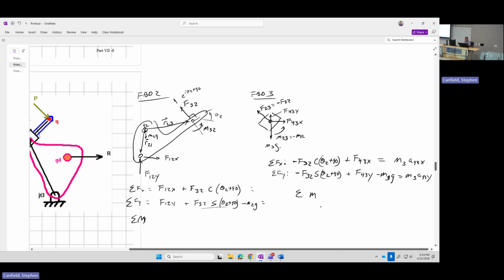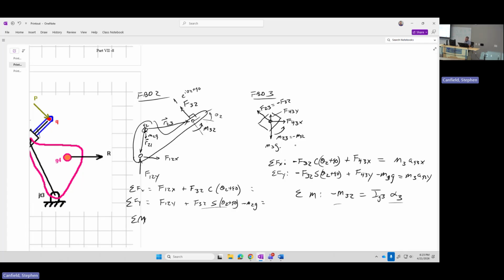And in this case, everything's passing through the middle, so I'll actually write the moments. The moment is M23. Well, no, we chose to use the 3,2. So negative M32 equals I about G3 alpha 3. Okay. If I assume that the mass moment of inertia of this guy is small, then that means this moment's going to be small. That's not an unreasonable assumption. It just depends on the size of that block. Okay. But anyhow, this is how you handle the sliders.